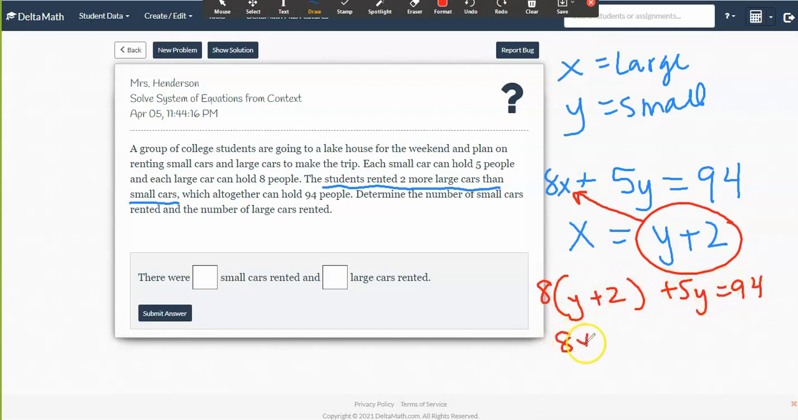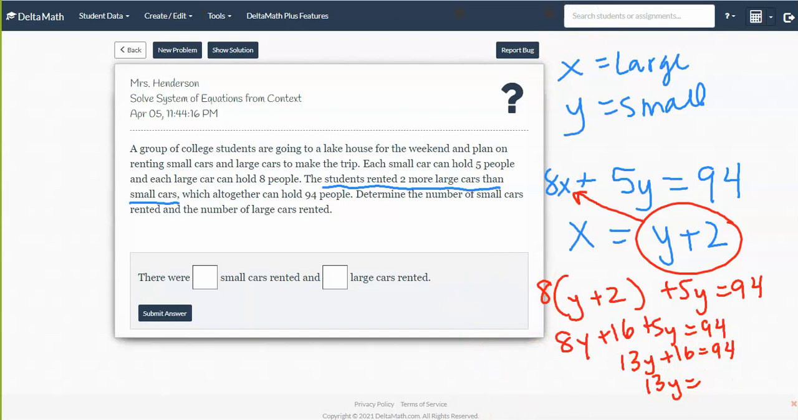And now I'm going to get 8y plus 16 plus 5y equals 94. So 13y plus 16 equals 94. 13y is equal to 94 minus 16.